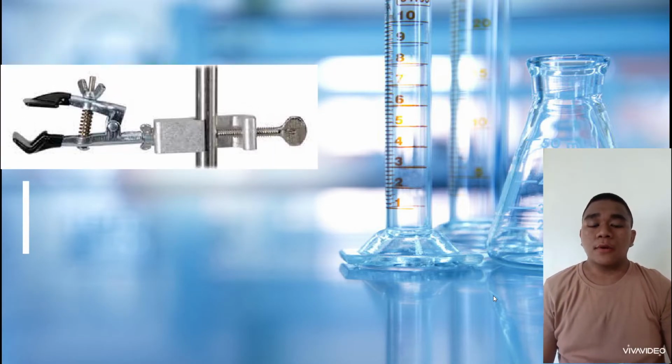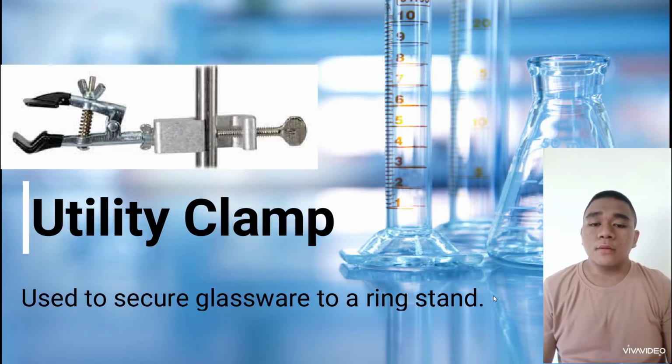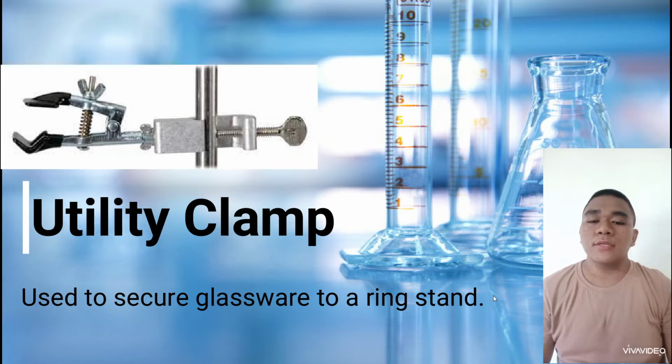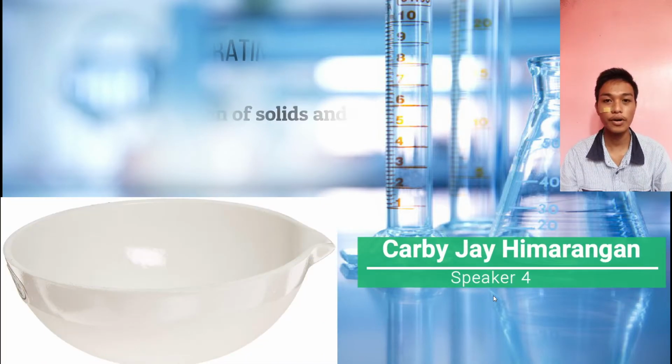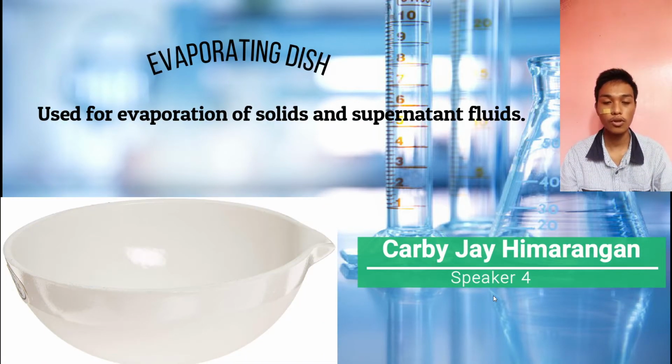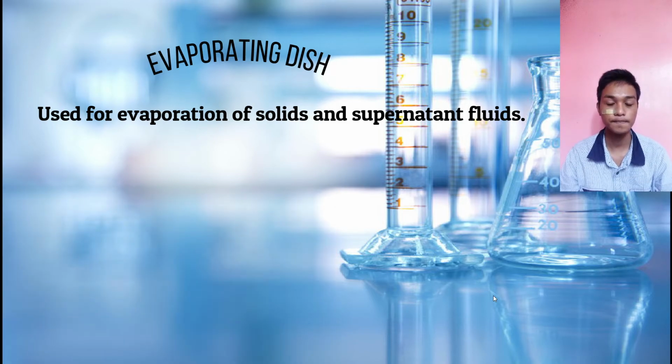Utility clamp. Utility clamp is a laboratory apparatus resembling a pair of scissors. The screw in the middle works as a wide adjustment of two prongs. The function of a utility clamp is to hold round laboratory glassware such as beaker, flask, etc. The evaporating dish. It is used to evaporate the excess solvents, most commonly water, to produce a concentrated solution or a solid precipitate of the dissolved substance.